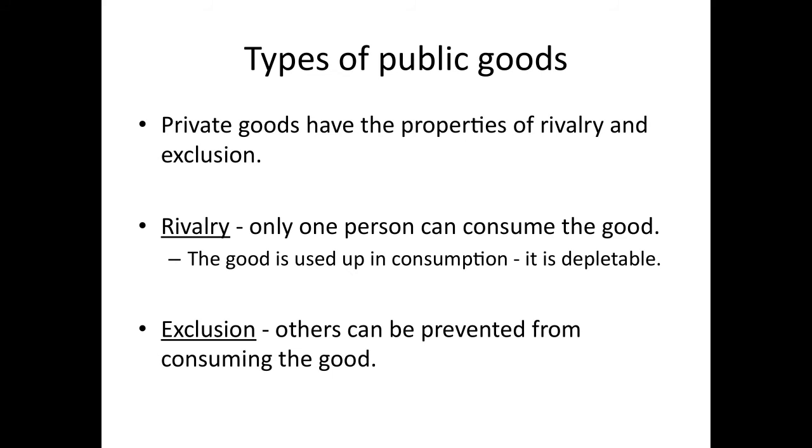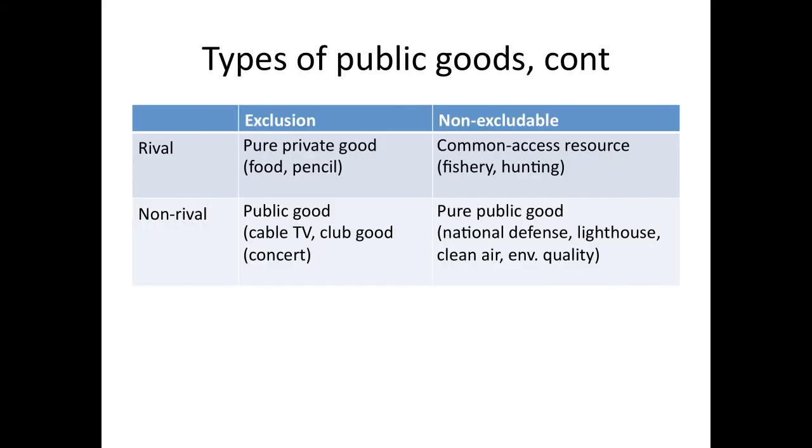Exclusion has to do with whether or not someone could be prevented from consuming the good. Now, exclusion can relate to physical goods, but it also relates to things like public or common property, and also things like pollution and clean water and clean air. And in fact, when we combine rivalry with excludability, we find that there are 4 different types of goods.